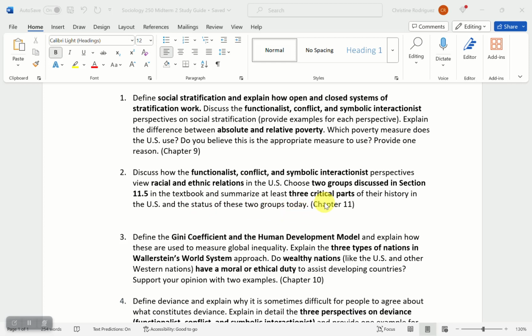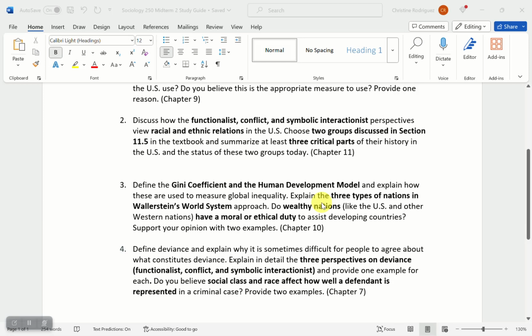So remember, there are several groups that are discussed in section 11.5. You're only choosing 2 groups, and then you are giving me 3 critical parts of their history. And again, not just a list, but explain what happened during those 3 critical parts of their history and what is the status of these 2 groups today.